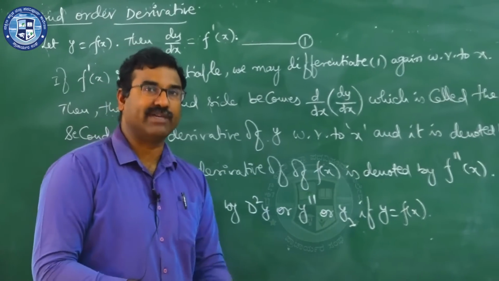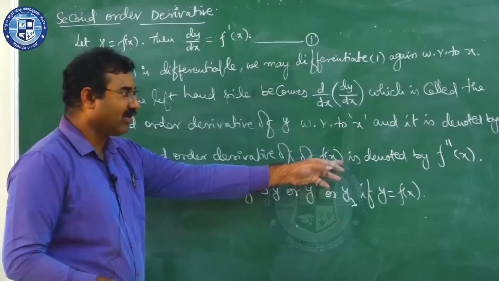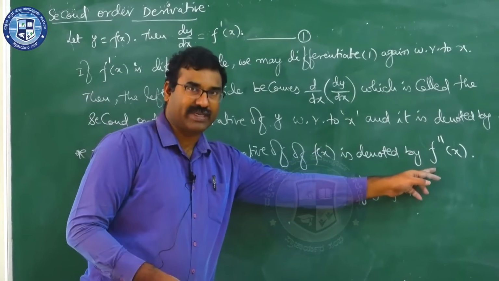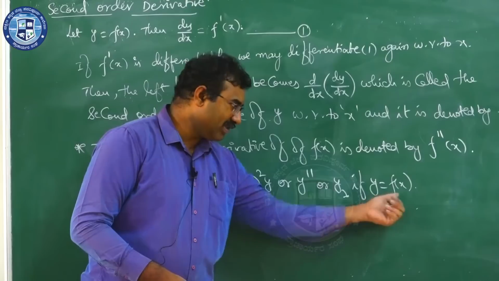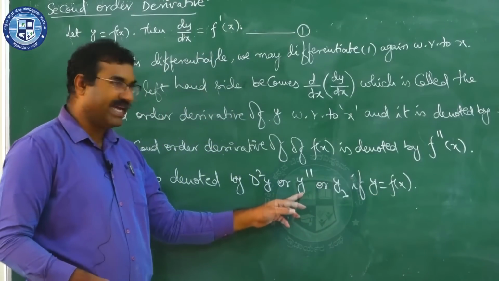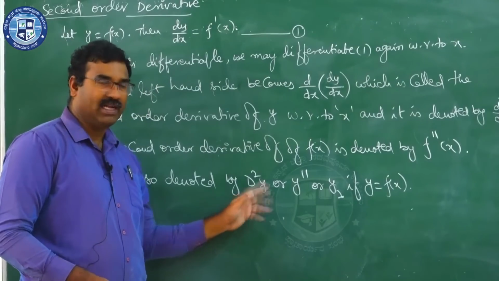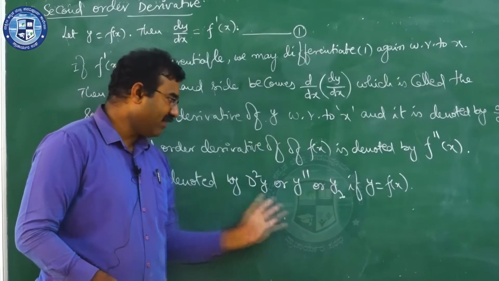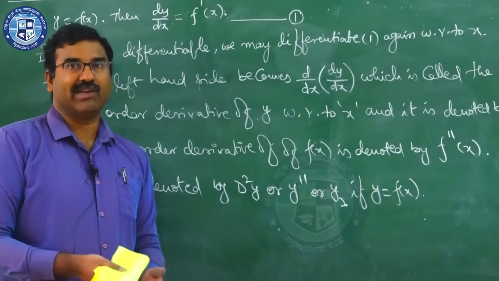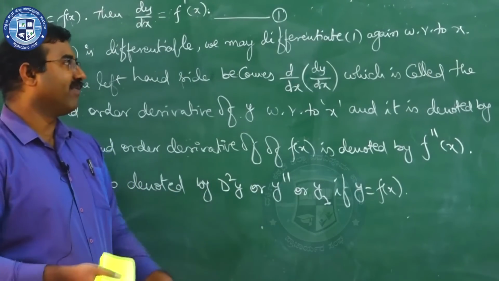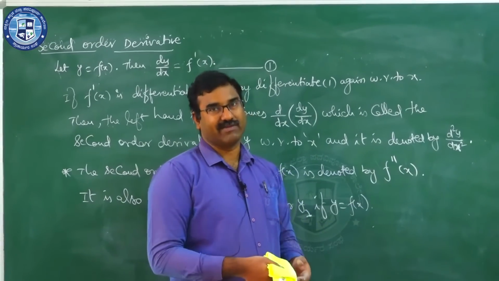So whenever it is differentiable. Now the second order derivative of f(x) is also denoted like this, f double dash of x. And if y is equal to f(x), we can denote it like y double dash, y2, capital D square y. In three different ways you can denote the second order derivative. If you go for higher order, that means if you differentiate one more time, you will get the third order derivative.